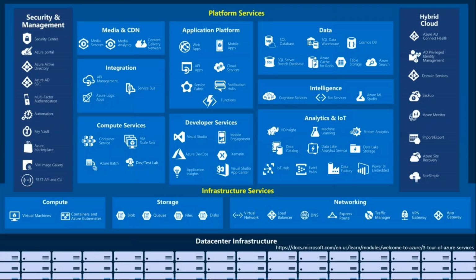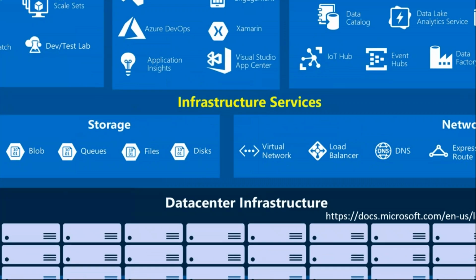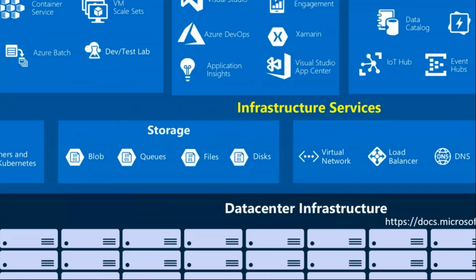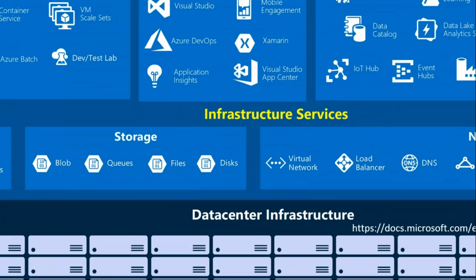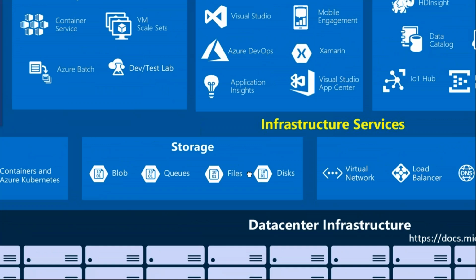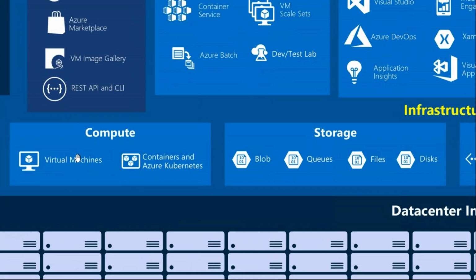So here is an overview of the services and features that are available in Azure. At the base that we can see is the data center infrastructure. These are the actual data centers that we talked about in each of the regions. Above that, we have our infrastructure services. Within that, we have compute. We can create virtual machines. We can create containers and use Kubernetes.